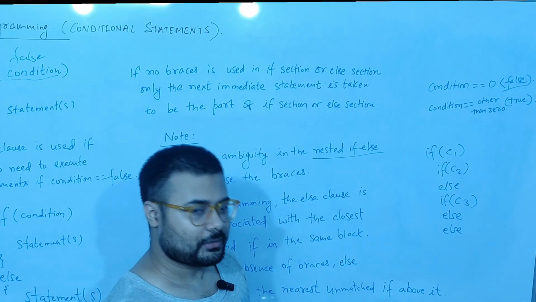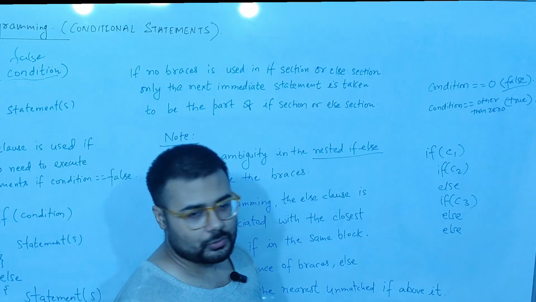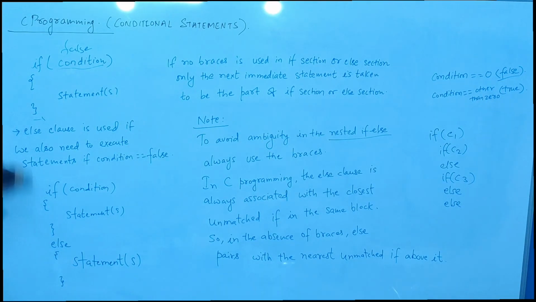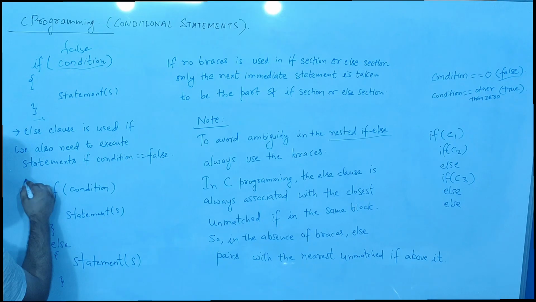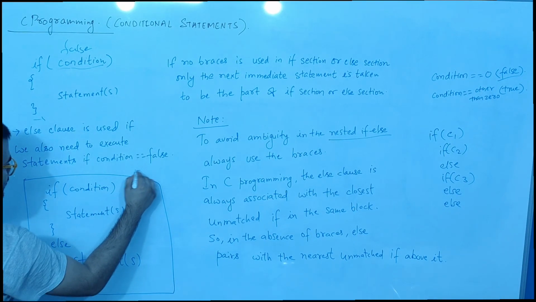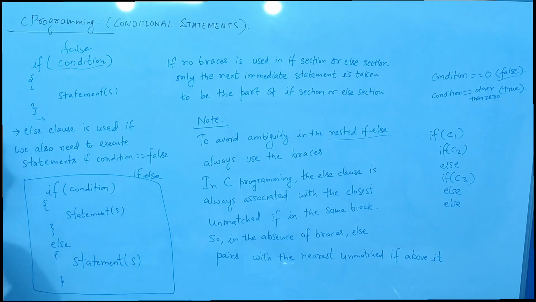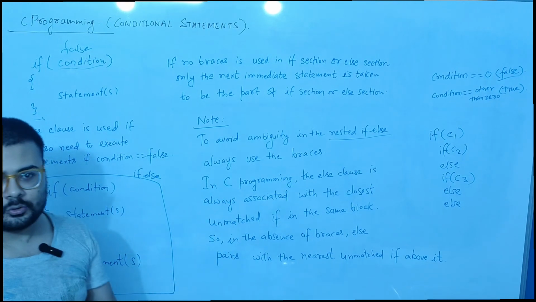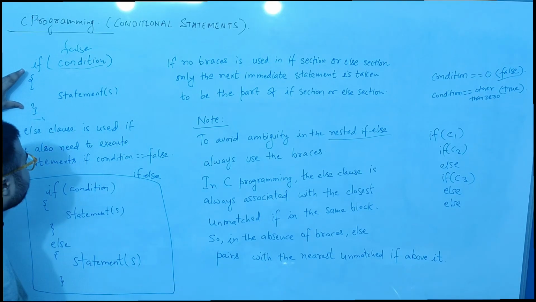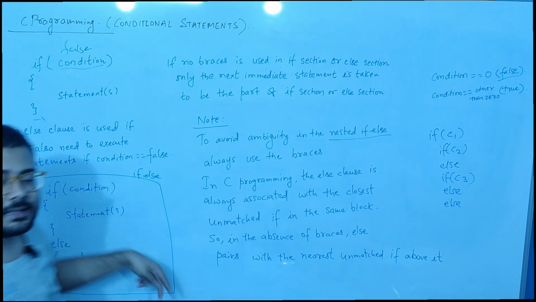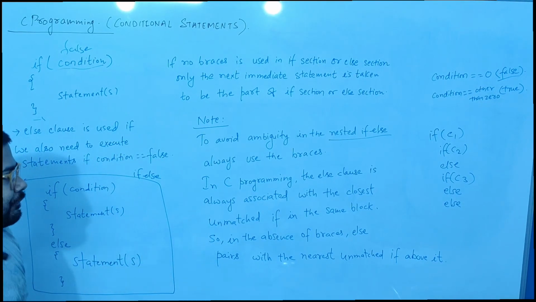Now you may think which else belongs to which if. This is called an if else block. If else means that else will always come with if. Else cannot come alone. You can have only an if statement, but you cannot have only an else statement. Else will always come with if.